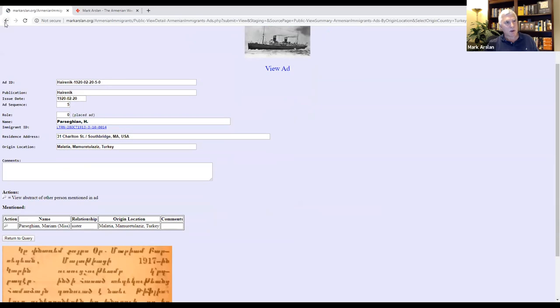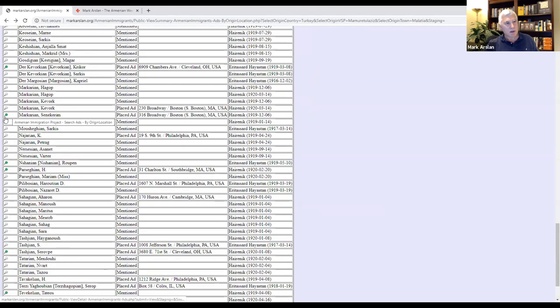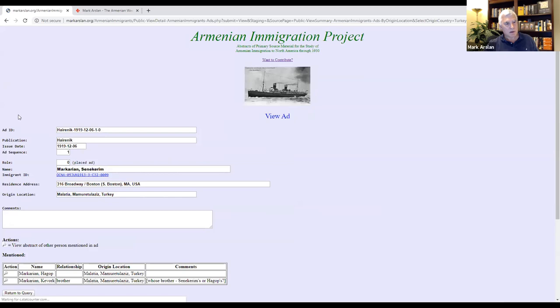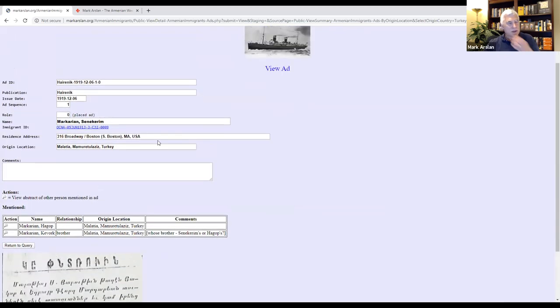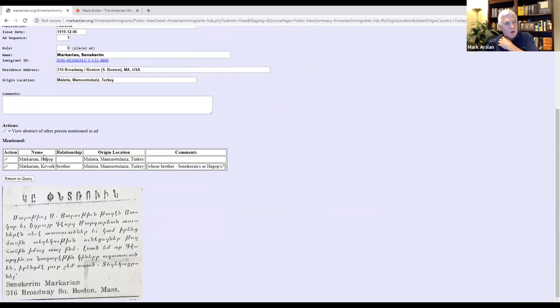Actually, that's not a good one because they only mention one person. Let's try this one here. Okay, so we've got this one here. He placed a missing persons ad in the Hyrenic newspaper out of Boston. Here was his address, and he was looking for people in Malatya. And here he was looking for Hagop Markarian and his brother Kevork Markarian. And then you see, here's the full missing persons ad.